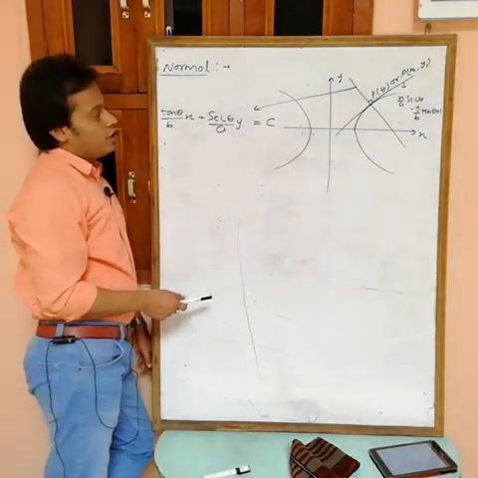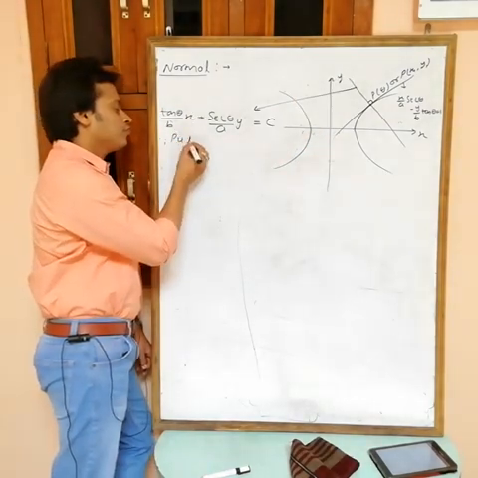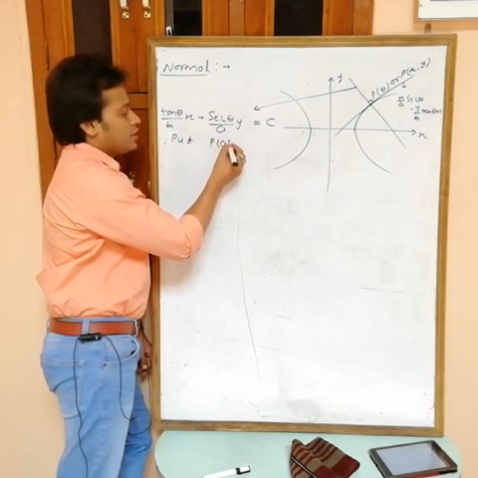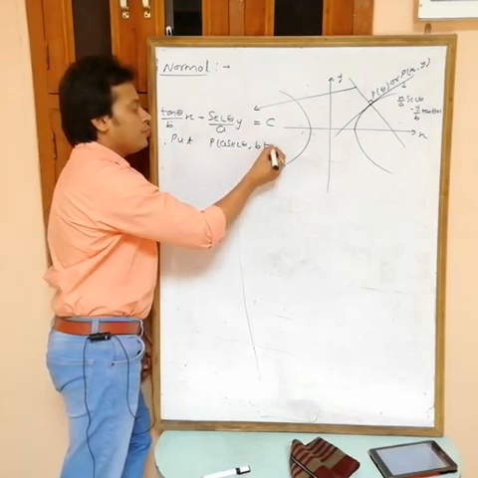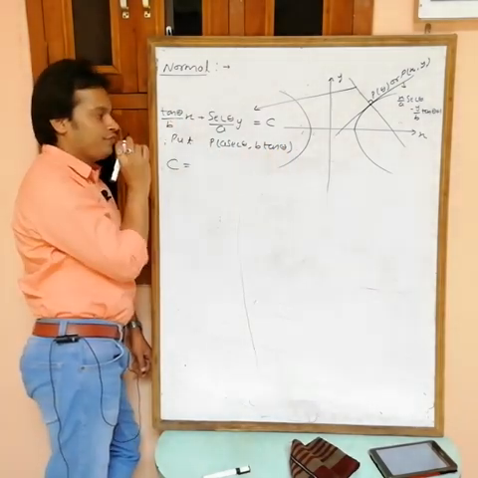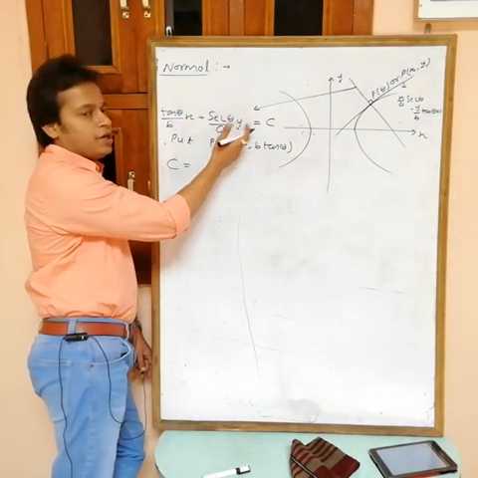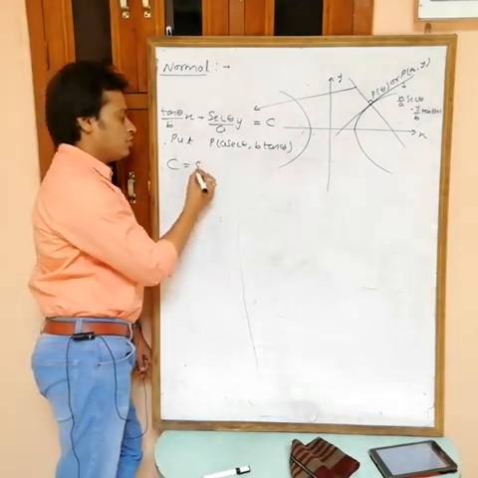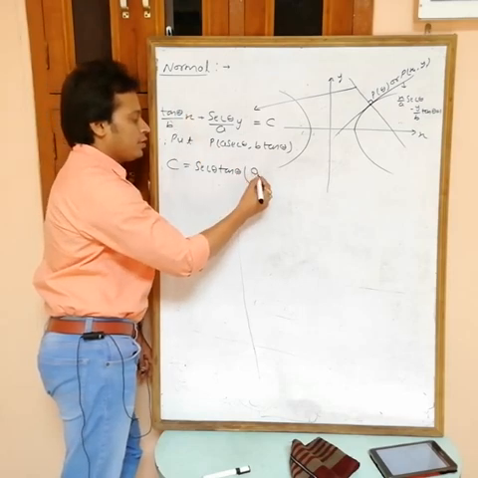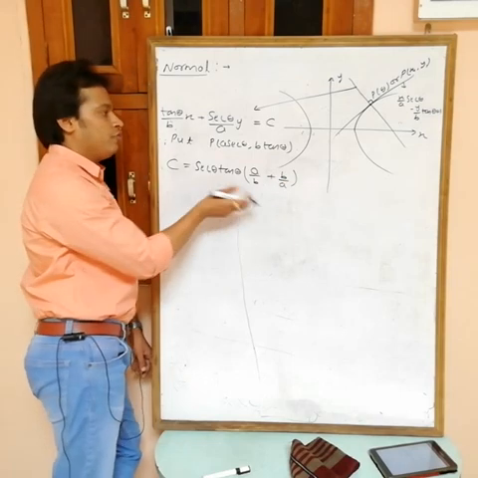Now we want the value of c. How to get it? Just put point P, because P lies on the normal. Put point P, a sec theta comma b tan theta, in this equation and you will get the value of c, with x as a sec theta, y as b tan theta. This is the value of c. You can take common sec theta into tan theta, then here you will get a by b, and here b by a. Put the value of c in this equation.